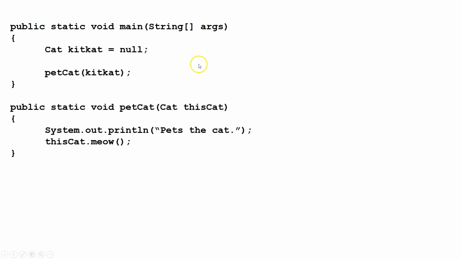Now let's look at this example where kitCat is set to null. We're going to pass the null pointer to the parameter thisCat, and when we call meow from thisCat, we're going to crash with a null pointer exception. Sometimes on tests, we're guaranteed that the parameters will not have a null value. In this case, we don't have to worry about something like this happening. However, if this is not specified, we need a check to make sure our parameter isn't set to null before we try to call a non-static method from it.